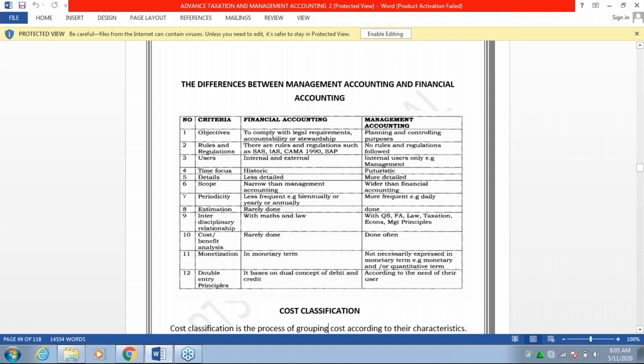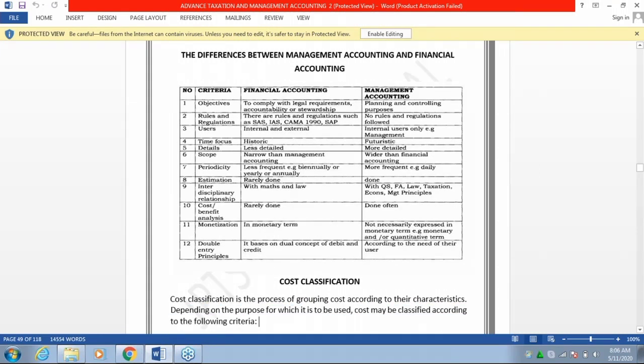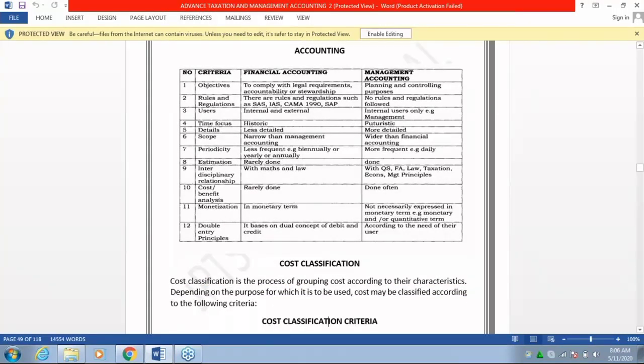What do you call the statement of accounting structure, the international accounting statement and structure, the Companies and Allied Matters Act of 1990, among the rest. So then there are no rules and regulations that have to be followed in management accounting. Then the users, internal and external users. It is only internal users that make use of management accounting in most cases.